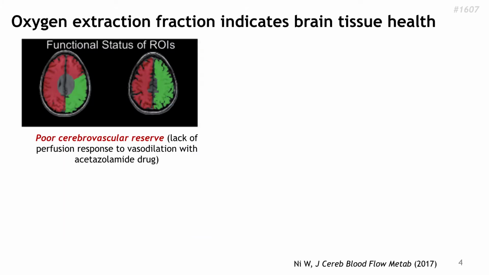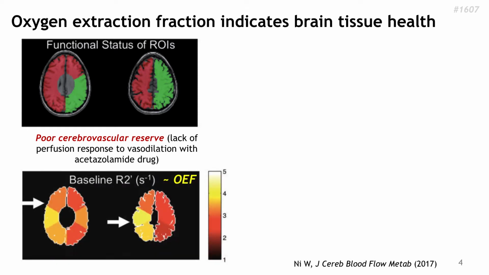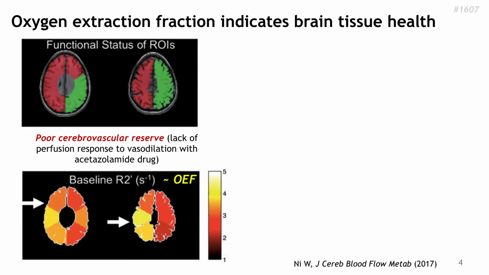So we proposed oxygen extraction fraction as a biomarker of brain tissue health. Previous studies in Moyamoya disease have shown areas, shown in red here, of poor cerebrovascular reserve where the vessels are not able to respond to vasodilation, for instance with a drug known as acetazolamide. These areas tend to correspond with high OEF, meaning these tissues are trying to compensate by extracting more oxygen.